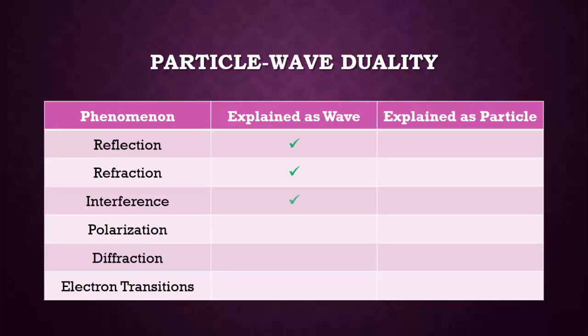Reflection, refraction, interference, polarization, and diffraction can all be explained as light behaving like a wave. The new phenomenon of electron transitions cannot be explained if light is behaving like a wave. Reflection and refraction can also be explained as light behaving like a particle. However, light behaving as a particle cannot explain interference, polarization, or diffraction. Most importantly, the only way that we can explain electron transitions is as light behaving like a particle.